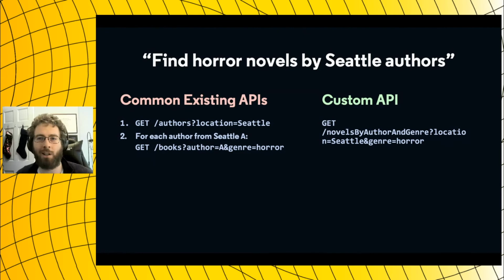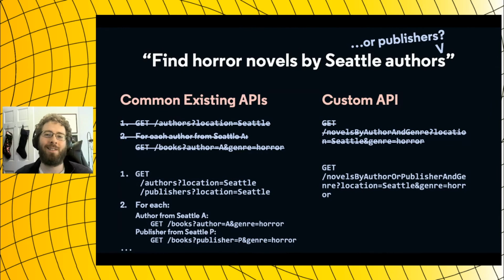Great, now you only have 1 client request to make, but what happens if the client request needs to be more complicated? What if the person also wants publishers from Seattle? Because other authors are from Portland and might get published in Seattle. It's a whole thing. So now, using the common existing APIs method, that's potentially double the amount of requests, because not only do we have to filter for each author, we also have to filter for each publisher and get all those books. If we're writing a custom API, we still only have 1 client request, but now we have to update our custom API.